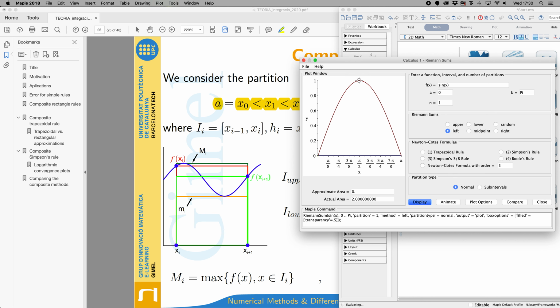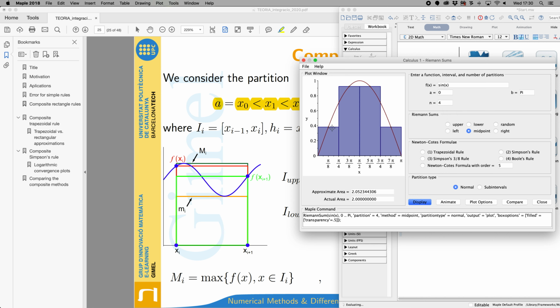However, if I use, for example, the midpoint value, the value of the function at the midpoint to define the height of my rectangle, then I will get this area as an approximation of the area under the curve. Now, of course, this is a very bad approximation because we are just using one interval. This is the simple rule. Now, what happens if instead of just using one interval, I use 4 intervals?